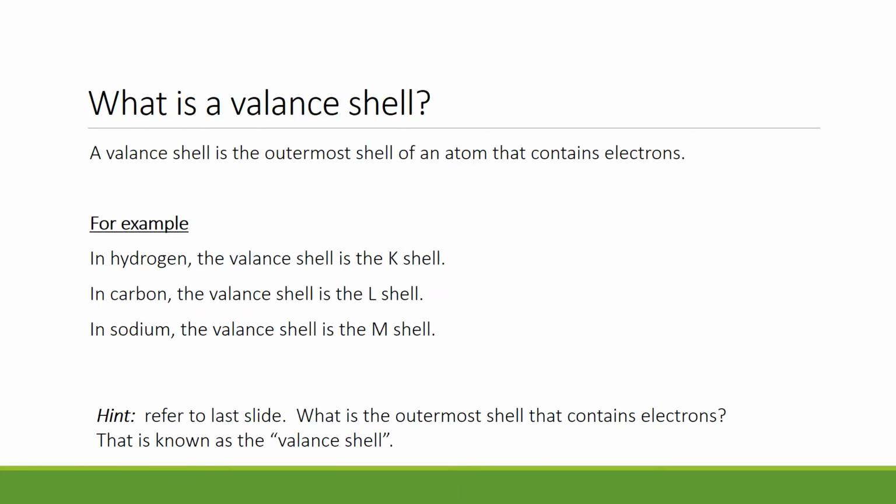Valence shell is a term that you should know. A valence shell is the outermost shell of an atom. For example, hydrogen has a valence shell of K, carbon has the valence shell of L, and sodium has the valence shell of M. If you look back at the last slide, what you'll see is the outermost shell of each of those elements that contains electrons is its valence shell.